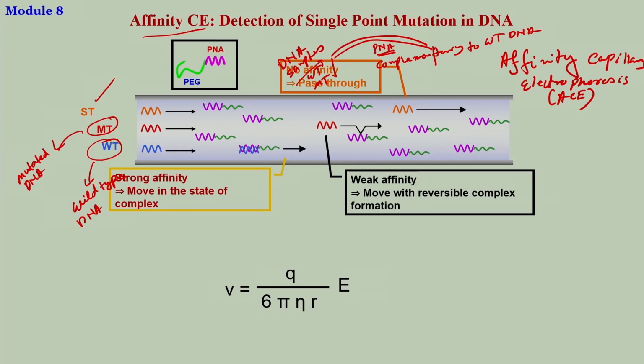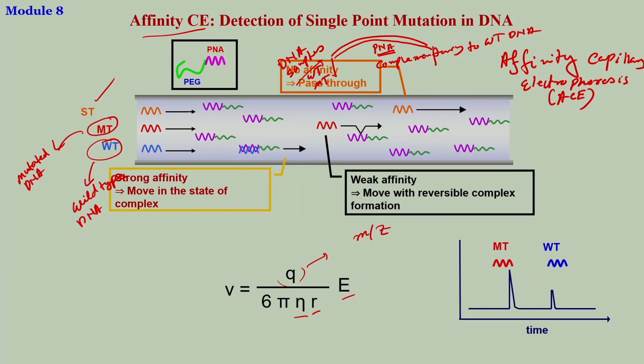And this is the velocity of migration. V is the velocity. Q is the charge. Q basically can be calculated from m by z value, mass by charge. So, you are considering mass as well as the charge. V = Q / (6 pi eta r) into E. Eta is the viscosity of the buffer or the medium, r is the radius, and E is the applied electric field.